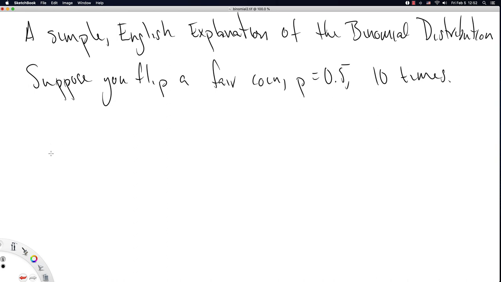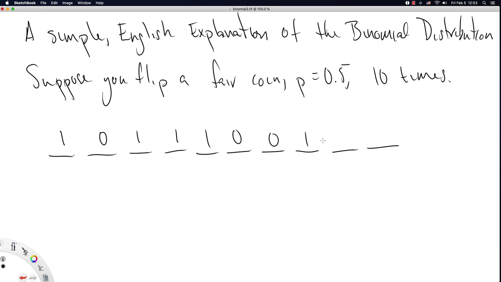So that might be something like this. You have 1, 2, 3, 4, 5, 6, 7, 8, 9, 10 flips. And I'm just going to make them up as I go. First one is a heads, second one is tails. Third one's heads, fourth one's heads, fifth one's heads, tails, tails, heads, tails, tails. Just completely made that up, but it doesn't matter.